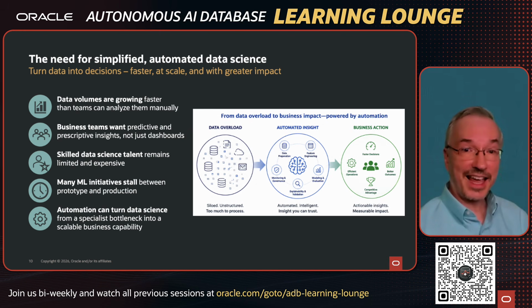Now, Oracle Data Science Agent builds on that idea by adding AI-based guidance through the data science and machine learning process. It can help you explore data, prepare it, generate insights, build models, and evaluate results using natural language interactions. Of course, this is not a replacement for data scientists, but it's a way to augment and amplify them. Now, the goal is to reduce bottlenecks, improve consistency, and help teams turn data into decisions faster, at scale, and with greater impact.